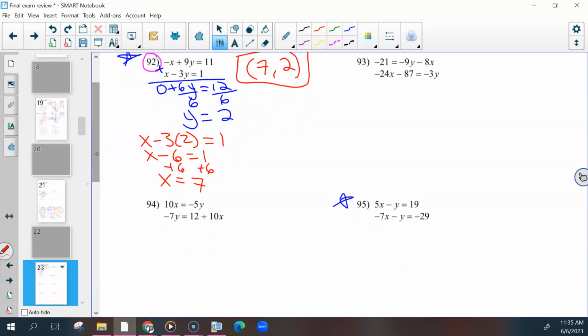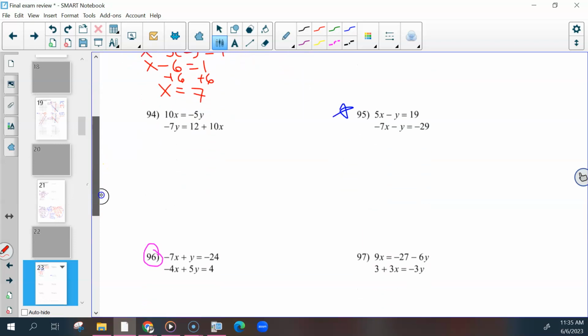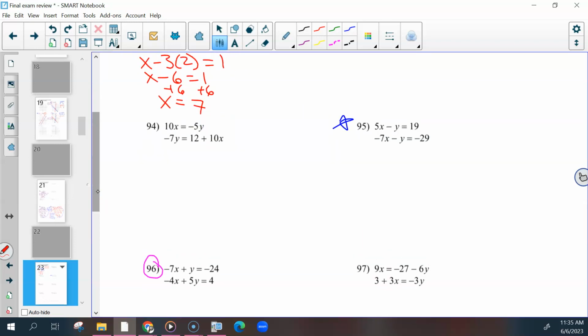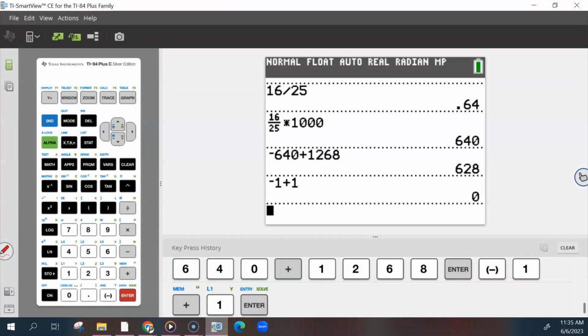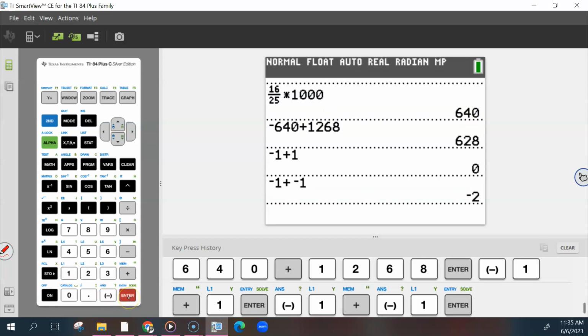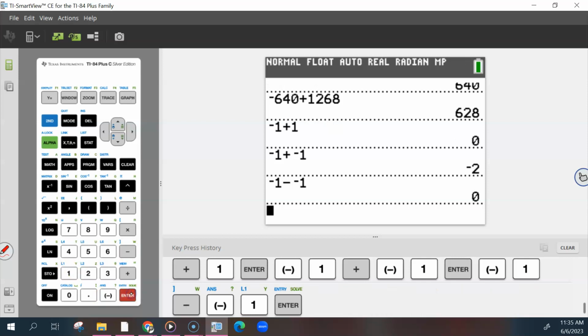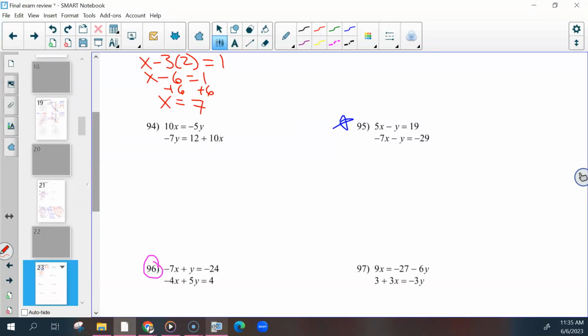Number 95 is similar. The x's and y's and constants all line up, but in this case it's y that has the same coefficient. So we have to again figure out how to eliminate those, either add them or subtract them. I'm going to start with adding and see if that works. -1 plus a -1. That wouldn't work. It didn't become 0, so I have to do the opposite. -1 minus a -1. That did become 0. So we're going to subtract the two equations.